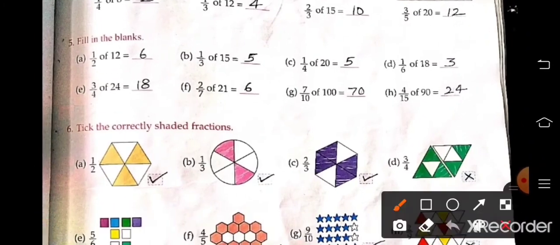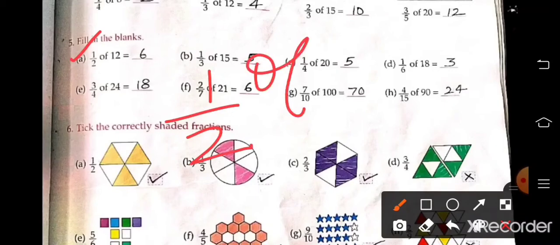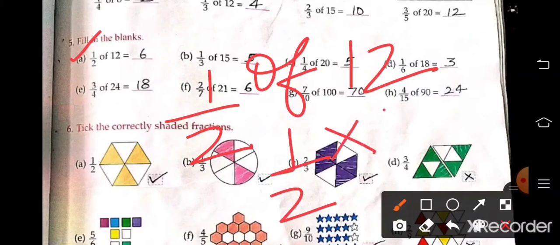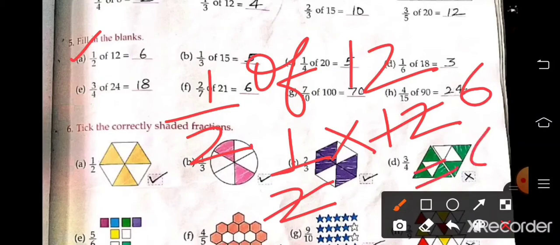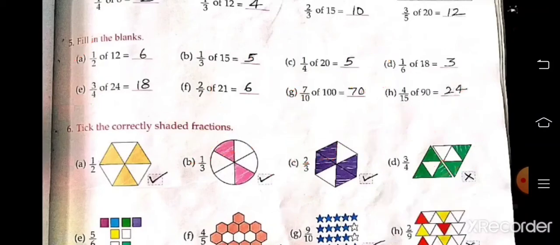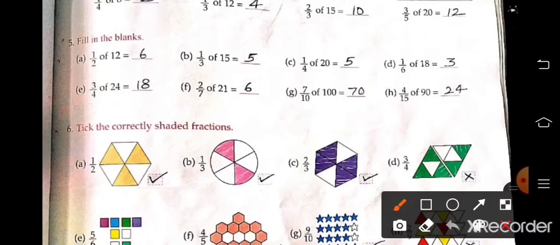Now the question number 5, fill in the blanks. A part, 1/2 of 12. Here we have to solve this one. 1/2 of means multiply 12. 2 6 ja 12 and 6 1 ja 6. So here we have to fill 6. Okay, so like this you have to do.